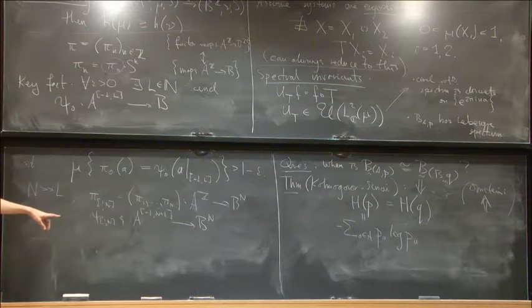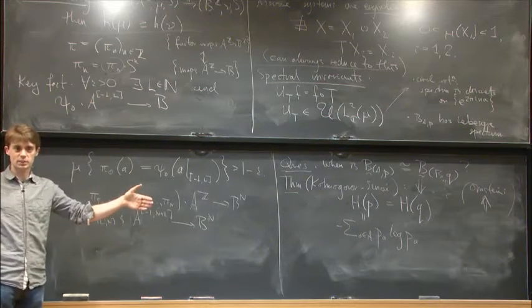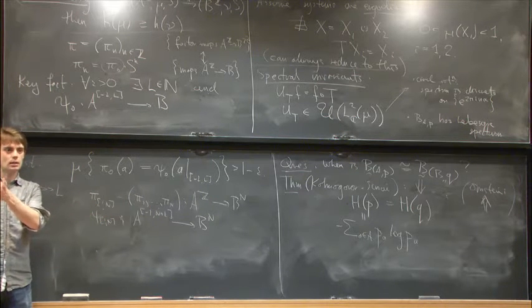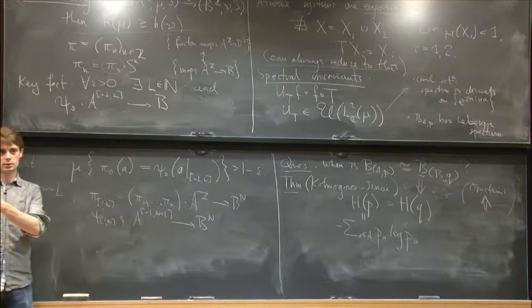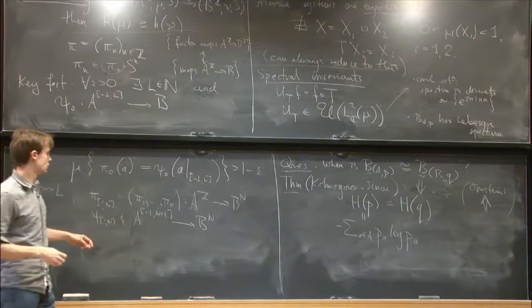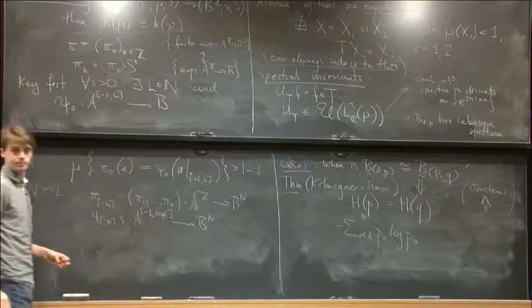So psi 1n is the map from strings with values in A indexed by minus L to n plus L, which at each coordinate just looks at that window of size L on each side around the coordinate and applies psi. Does that make sense? Is it clear what this means? Minus L and plus L. Okay?